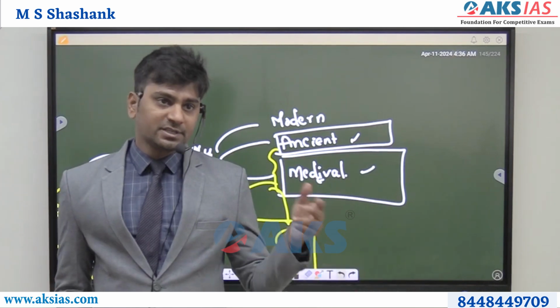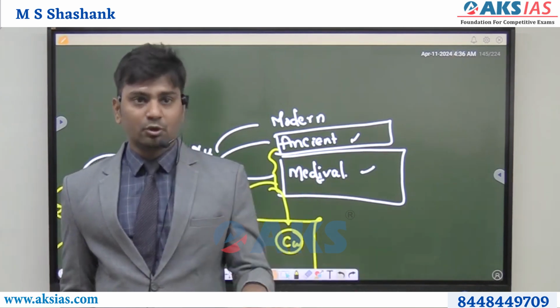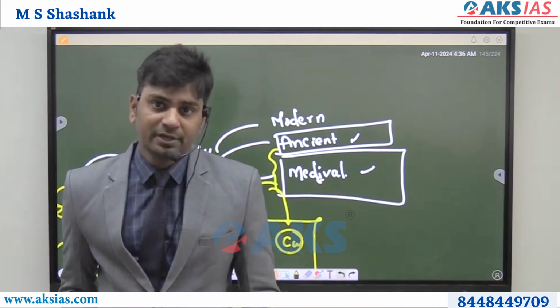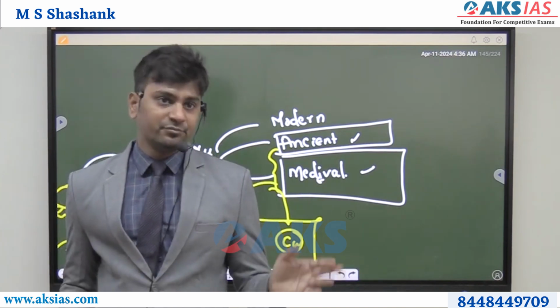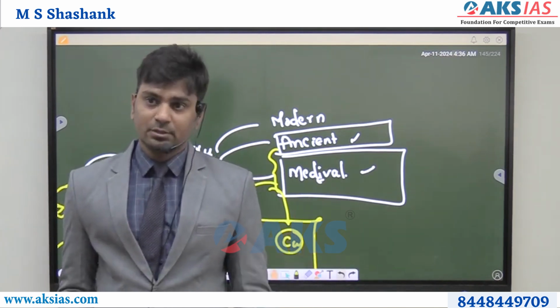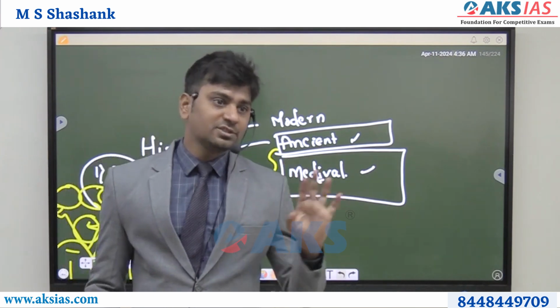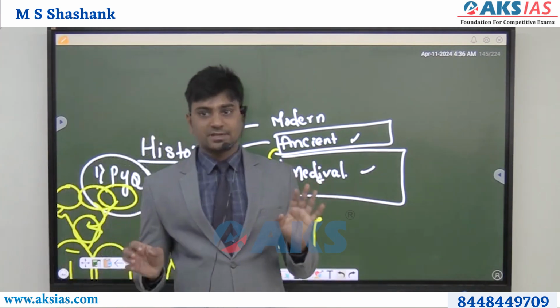And in between moderates, extremists, and the Gandhian phase, there is one thing called the revolutionary terrorism phase, or revolutionary phase. There will be one question there. So this is what history is. Modern Indian history is as simple as this.